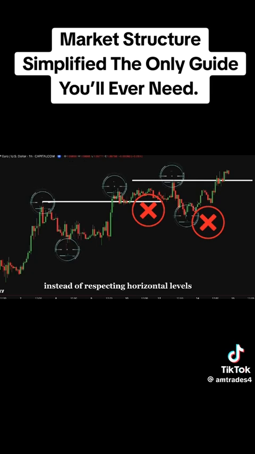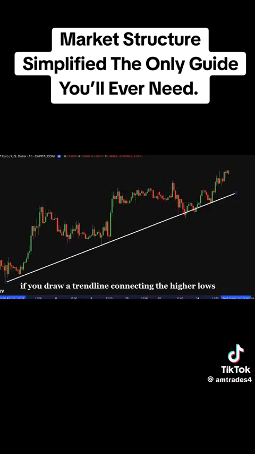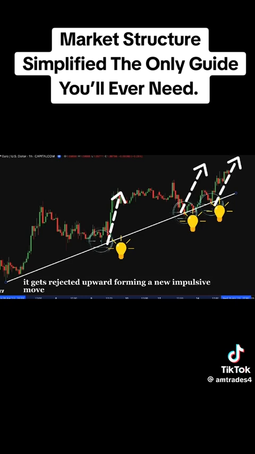Instead of respecting horizontal levels, the market is respecting a diagonal trend line. If you draw a trend line connecting the higher lows, you'll notice something powerful. Every time price touches the trend line, it gets rejected upward, forming a new impulsive move. That trend line acts like dynamic support, guiding the entire move. If you can learn how to identify and draw this trend line correctly, you can predict with high accuracy where the pullback will end and where the next impulsive move will begin.